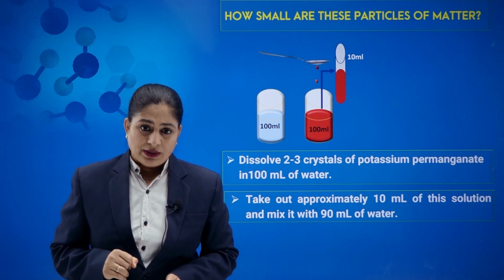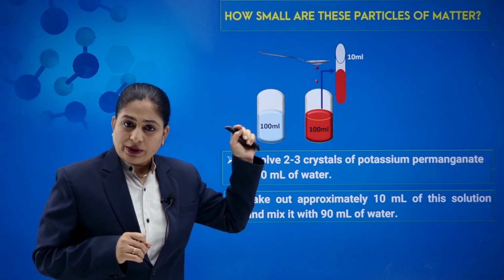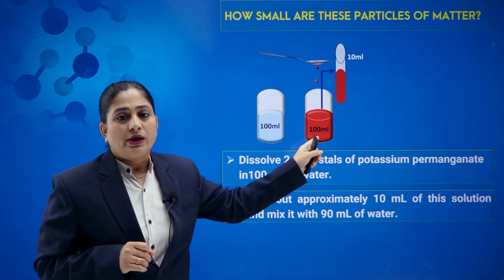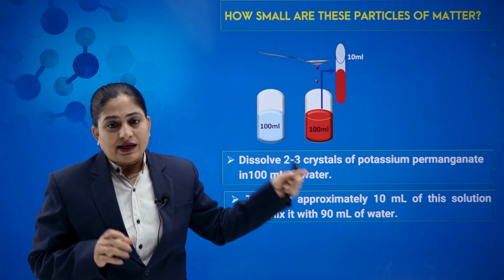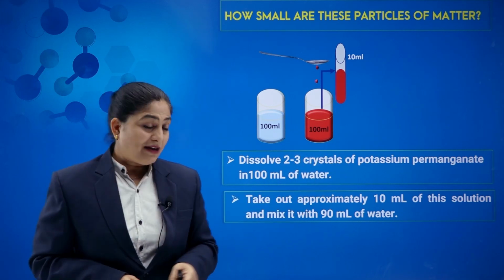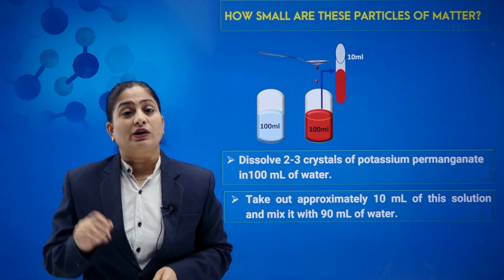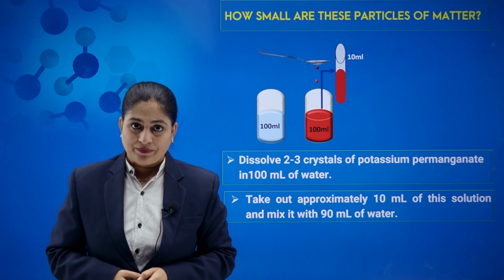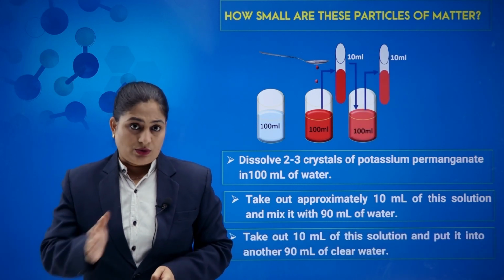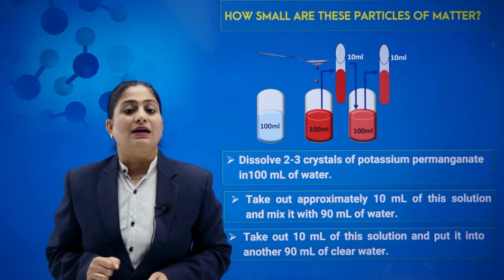Potassium permanganate is a purple colored solid, and when we add it into the water, it becomes light pink in color. Once you mix the potassium permanganate, you take out around 10 ml from this solution into another beaker and add 90 ml of water to it. That means I have taken only 10 ml of this and a large amount of water, 90 ml. Still we observe the color is there. Though the intensity of color decreases and it becomes light pink, it is still colored.